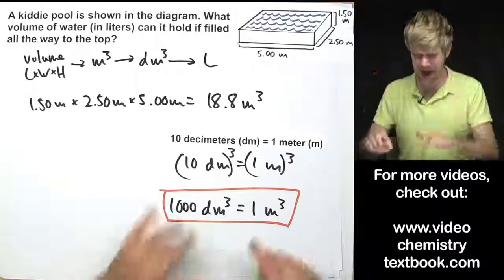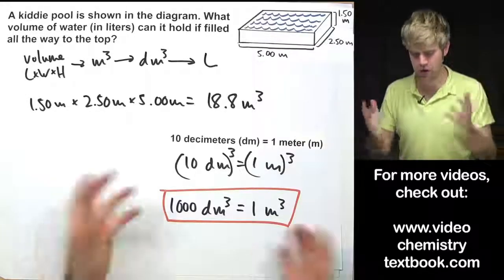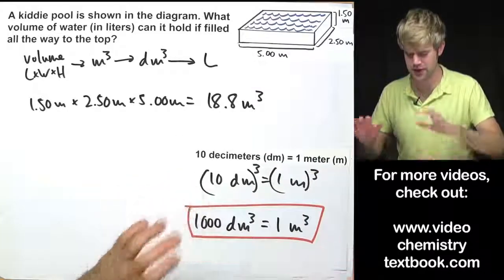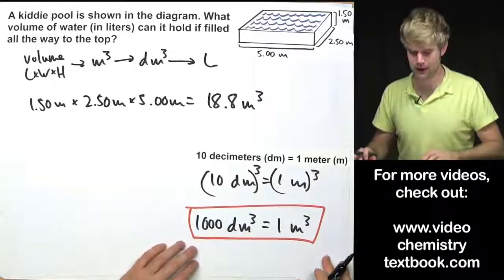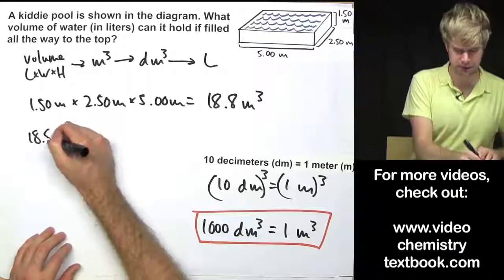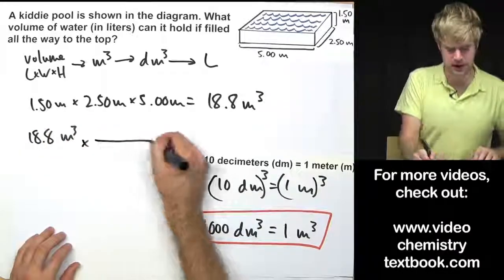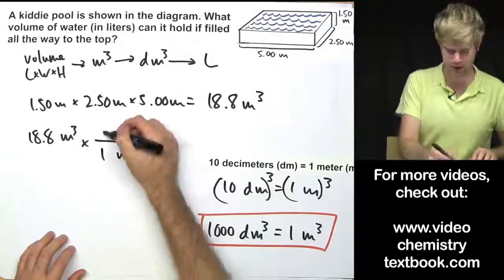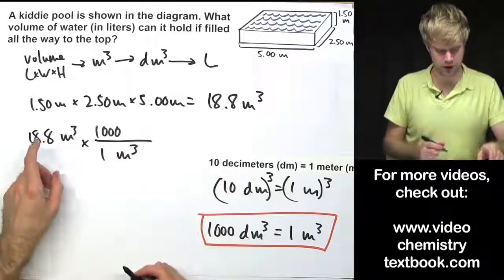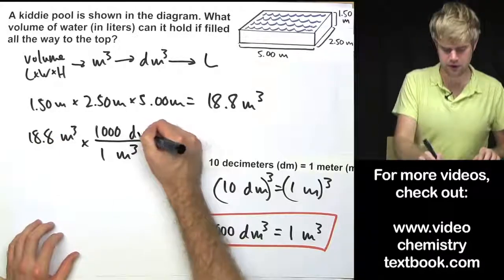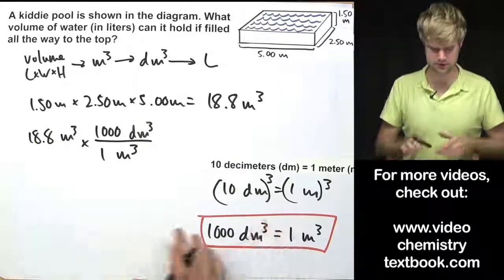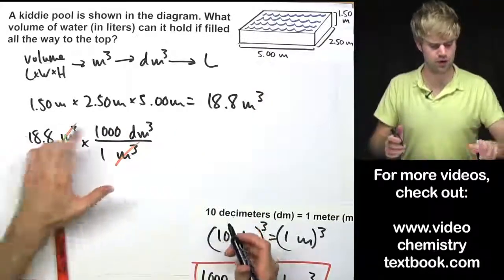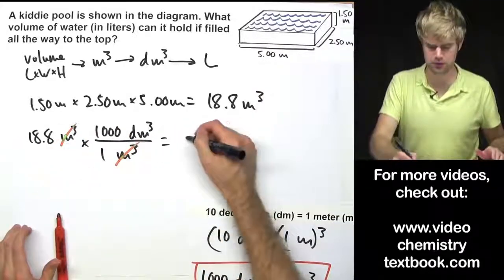And this here is the relationship that I can now use to convert between cubic meters and cubic decimeters. I have a video on this called conversion factors with area and volume. So if you're confused or want more practice with this, check out that video. But anyway, now that I have 18.8 meters cubed, I can use this equation here to write a conversion factor that will convert from cubic meters to cubic decimeters. Meters cancel out, and I'm left with decimeters here.